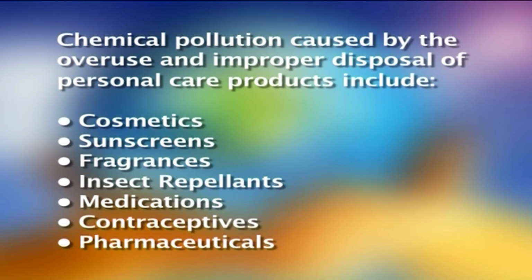A growing concern is developing in the area of chemical pollution from the overuse and improper disposal of personal care products such as cosmetics, sunscreens, fragrances, insect repellents, medications, contraceptives, and pharmaceuticals. Chemical compounds in these products are entering the environment and being detected in many water bodies throughout India. Chemicals in these products have been identified as reproductive toxins and/or carcinogens and lead to antibiotic resistance in a wide range of species, including humans.